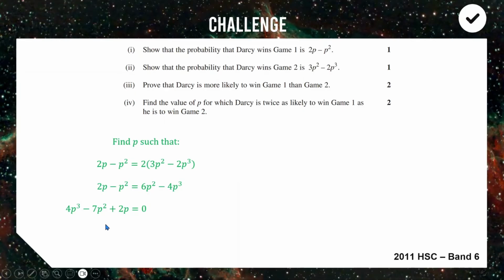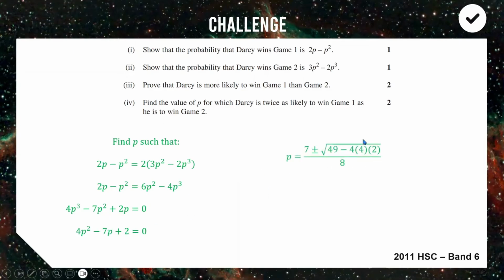Okay, now we can factor a p out of everything to look like this, but we still have a 4, a minus 7, and a 2 with no common factors. And this is actually a quadratic that cannot be factorized. We have to bust out plan B, which is the good old-fashioned quadratic formula. A is 4, B is minus 7, and C is 2.